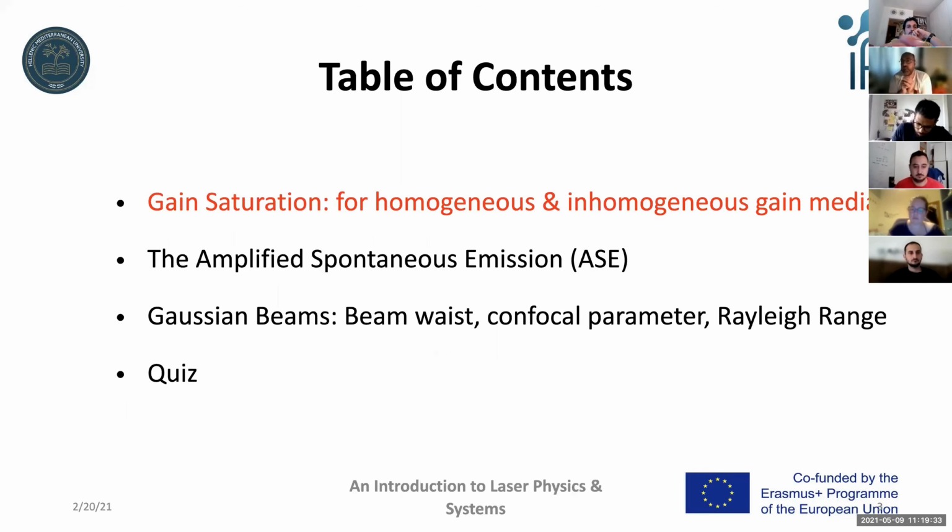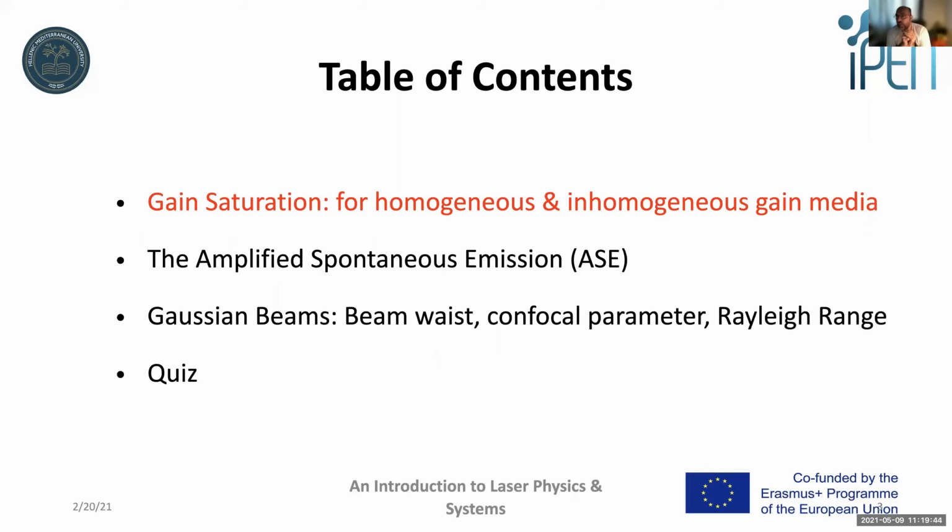So let's talk about the gain saturation. As you will see, the gain saturation has a different expression for homogeneous and inhomogeneous gain. I would like to ask you, do you remember the meaning of homogeneous and inhomogeneous gain broadening from the last lecture? Why do we have a deviation from a single frequency to slightly broader emission frequencies in a laser? Why don't we have absolutely monochromatic light in lasers, but almost monochromatic?